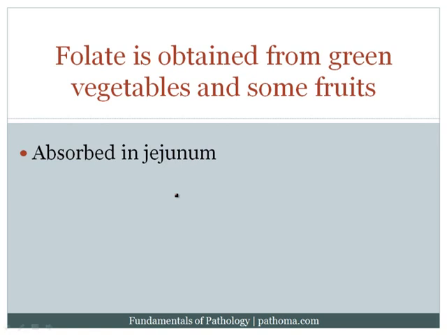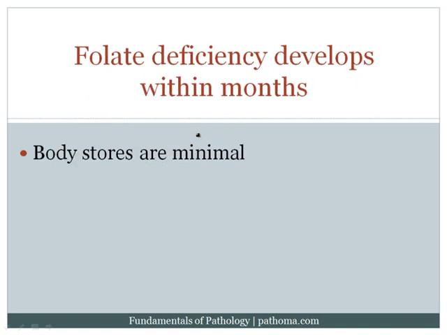Recall that folate is obtained from green vegetables and fruits, i.e. it's obtained from the diet, and it's absorbed in the jejunum. It is important for the purposes of examinations to know where folate is absorbed. Folate deficiency usually develops within months, and that's because the body stores are minimal. There is not much folate that is stored within the body.